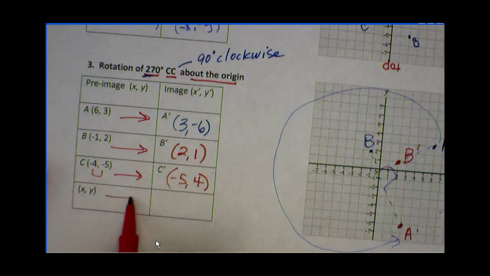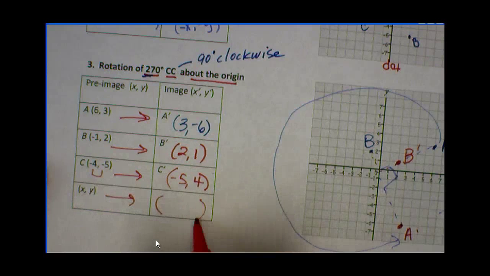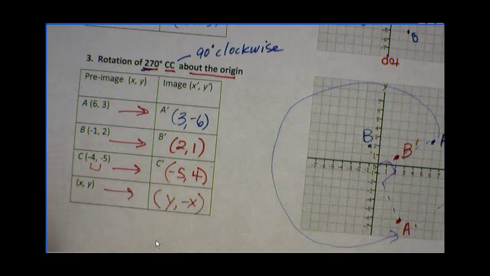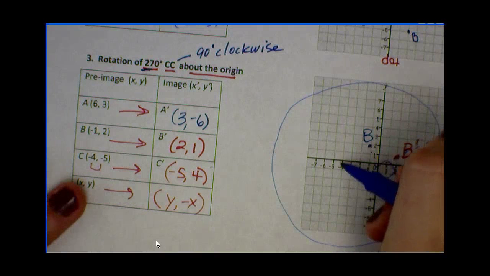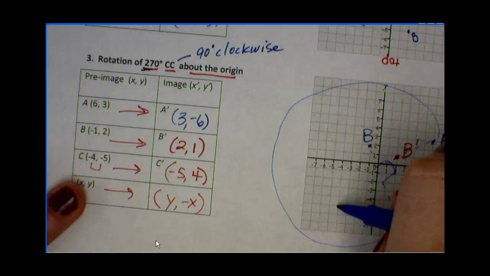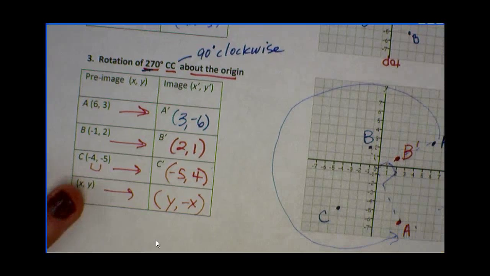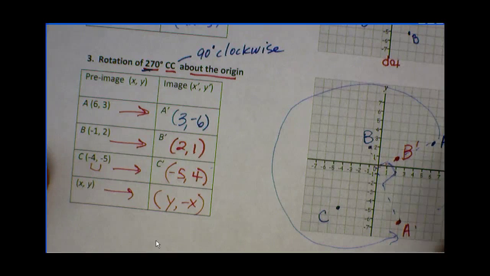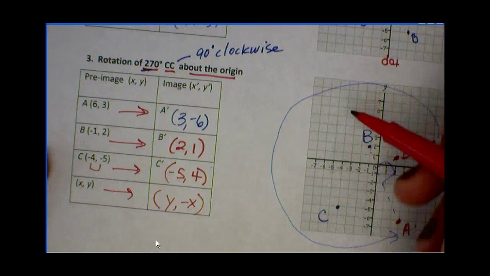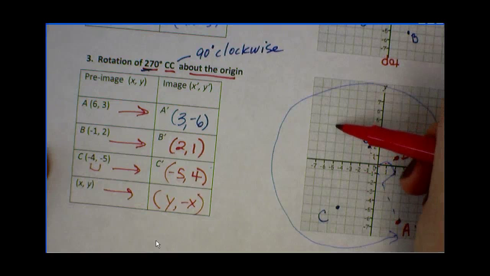So if I wrote that, it would be Y comma -X, or the opposite, because they switch and the opposite of the X. Okay, so let's check it. Let's make sure. So C is -4, -5. And I'm just going to go ahead and put -5, 4 down here, or up here. It should be up here.